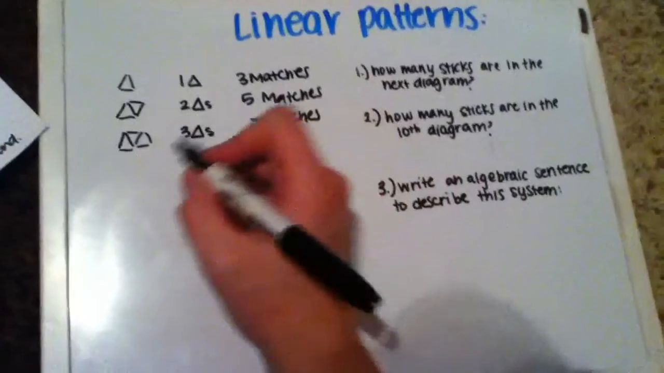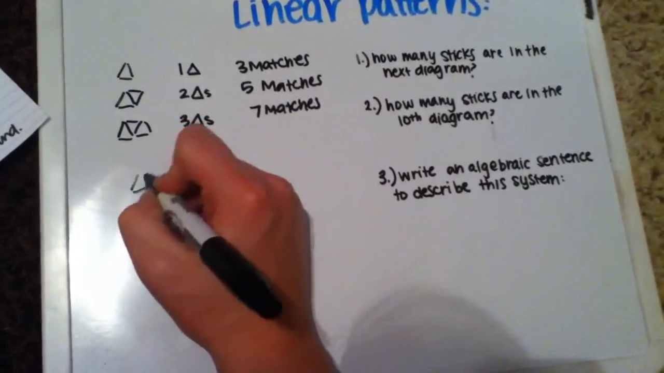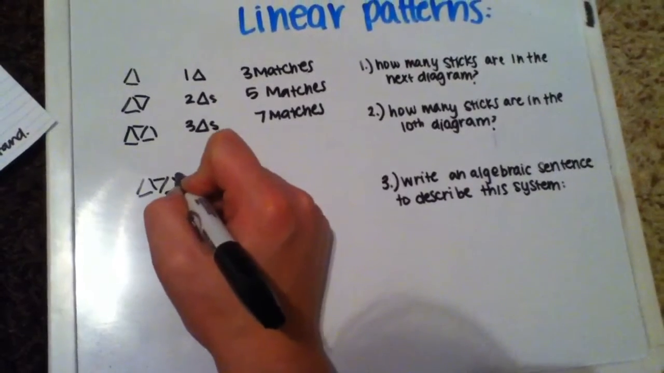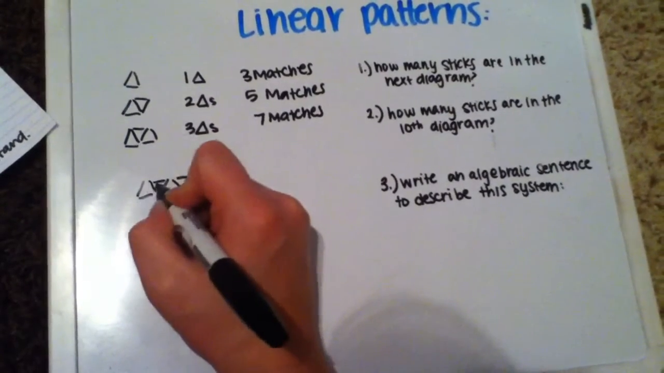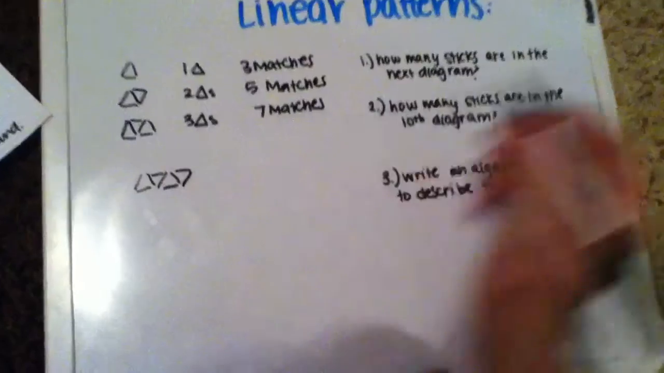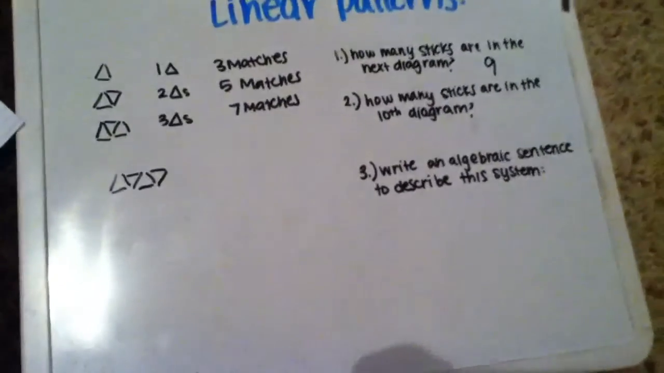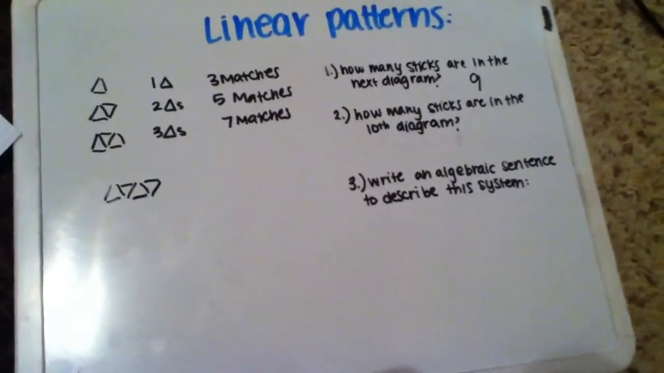So one way we could do this is just by drawing it out. So we have 1 triangle, 2 triangles, 3 triangles, and then a 4th triangle. So we have 1, 2, 3, 4, 5, 6, 7, 8, 9. So our answer is 9. So we're going to have 9 matches or 9 sticks in the next diagram.